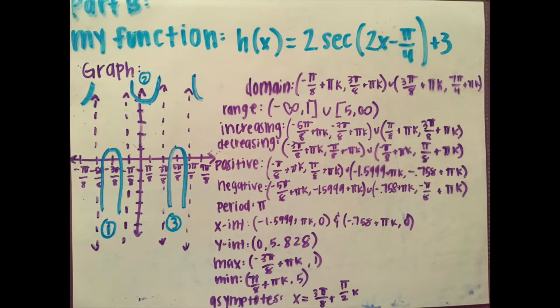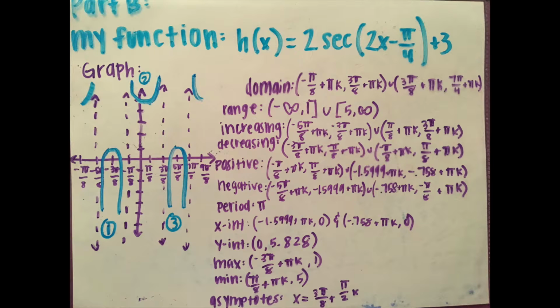And so first I found the domain by looking at the whole part of the secant curve on the top, which is curve number 2. And so I knew that the asymptotes of the function were at −π/8 and 3π/8. So the first part of my domain was from −π/8 + πk, comma 3π/8 + πk. I looked at the curve on the bottom and using those asymptotes, I got the second part of the domain to be 3π/8 + πk, comma 7π/8 + πk.